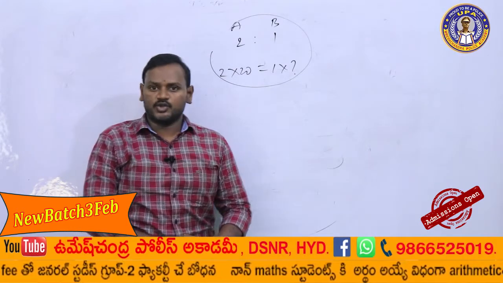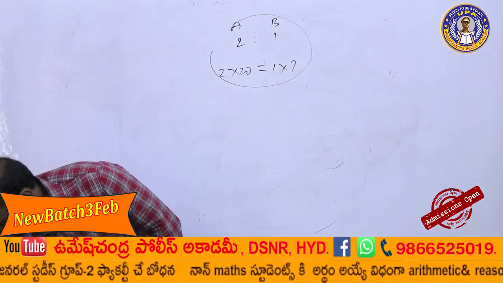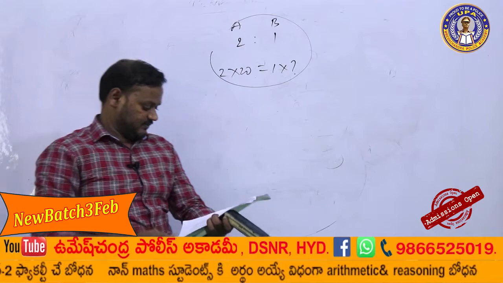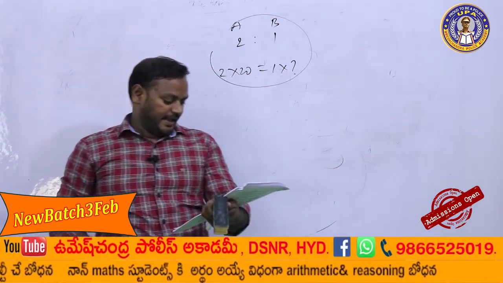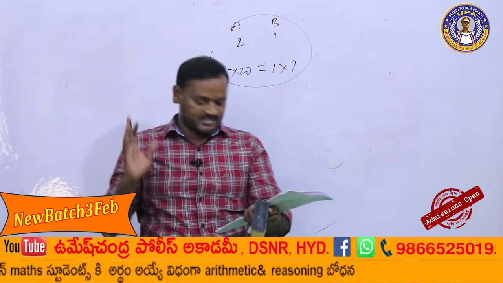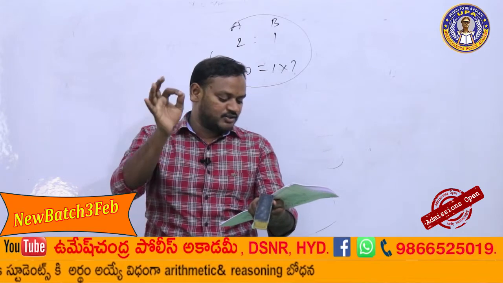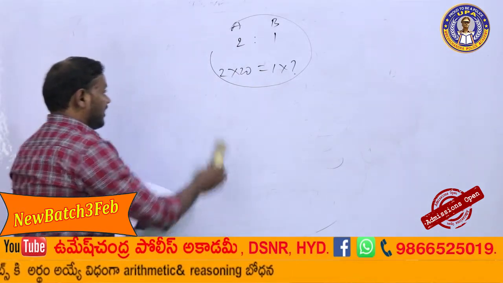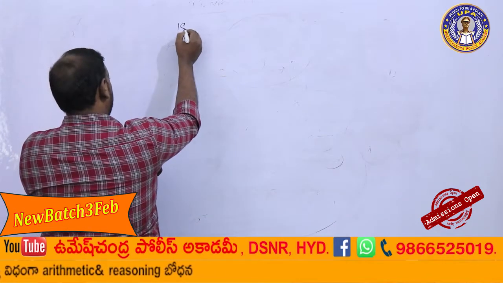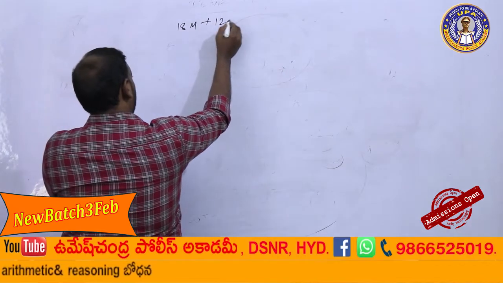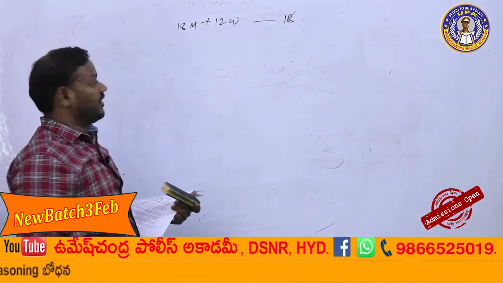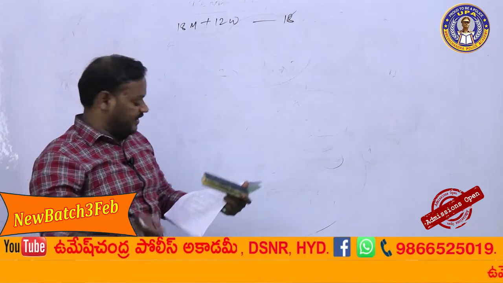Let's check one previous question in the 2019 paper. The question is: 18 men and 12 women can complete the total work in 18 days. Now listen carefully, I'll write the question here. 18 men plus, and means what? Plus, right? 18 men plus 12 women can do the same work in 18 days.